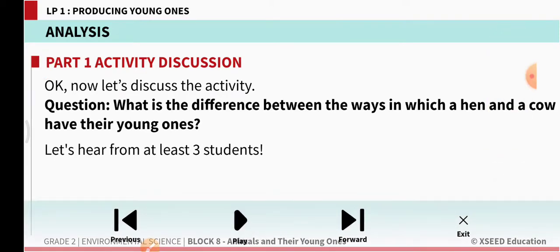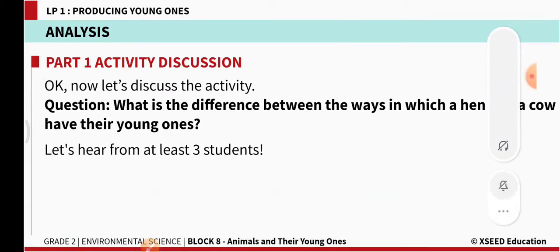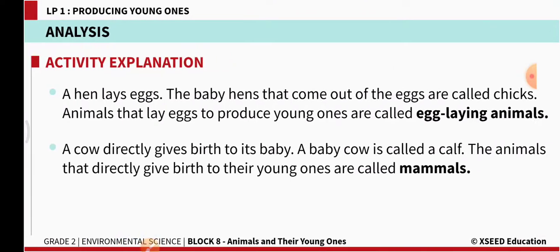What is the difference between the ways in which a hen and a cow have their young ones? A hen lays eggs. The baby hens that come out of the eggs are called chicks. Animals that lay eggs to produce young ones are called egg laying animals. Okay? A cow directly gives birth to its baby. A baby cow is called a calf. The animals that directly give birth to their young ones are called mammals.